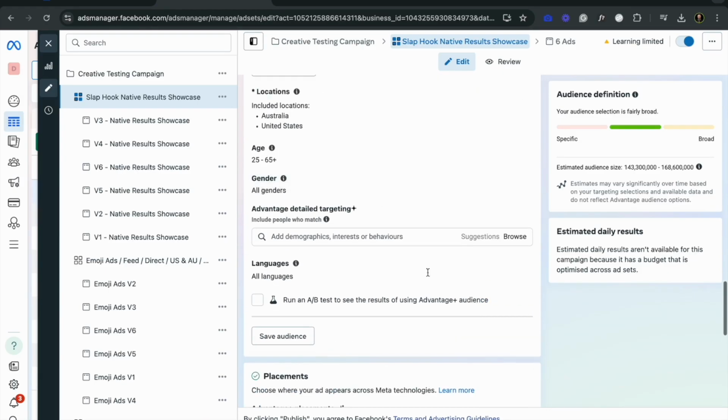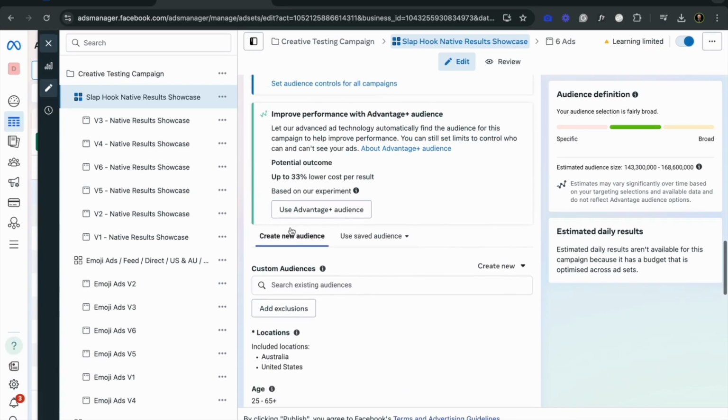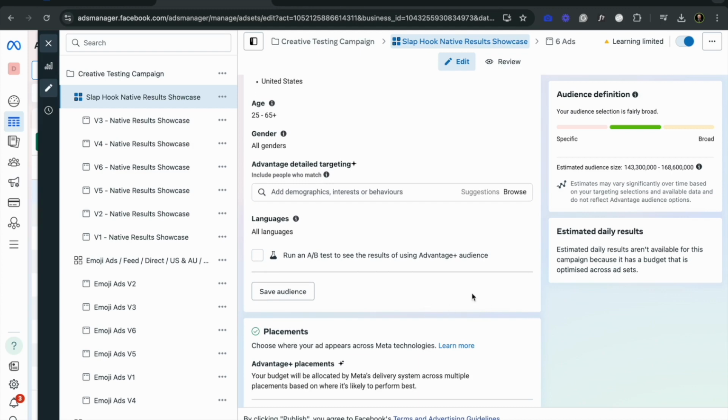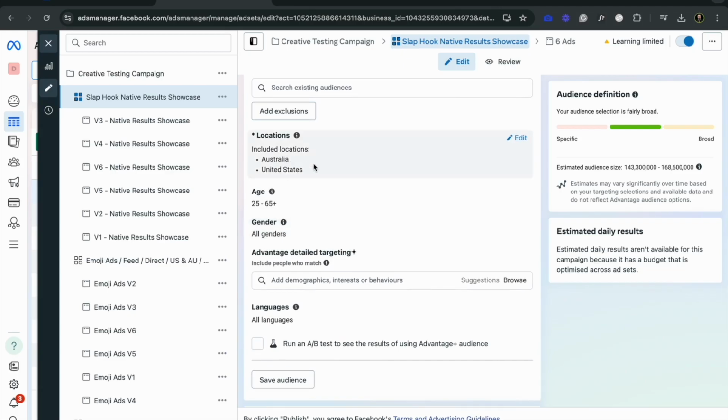So you're going to see down here on yours, it's going to automatically do use Advantage Plus audience. But what I would do here is there's going to be a little toggle you can switch to original audience options, and that's what you're going to do. Put your locations. Again, this particular one is just Australia and United States, but typically we would do UK, Australia, United States, New Zealand and Canada.